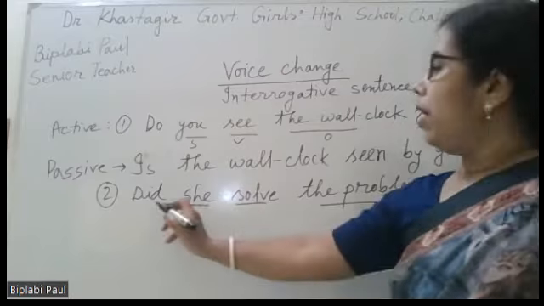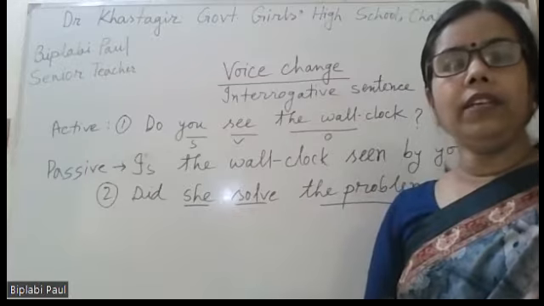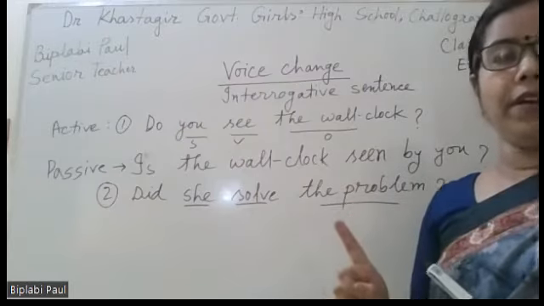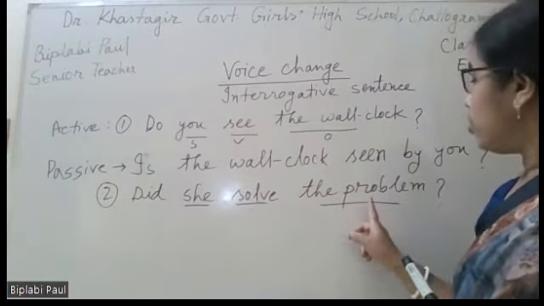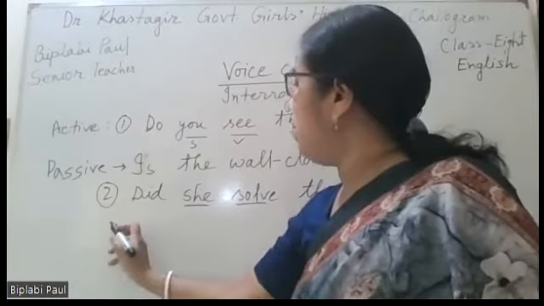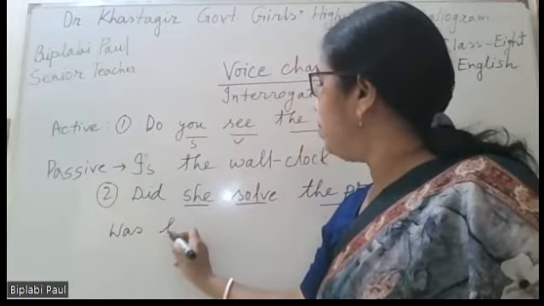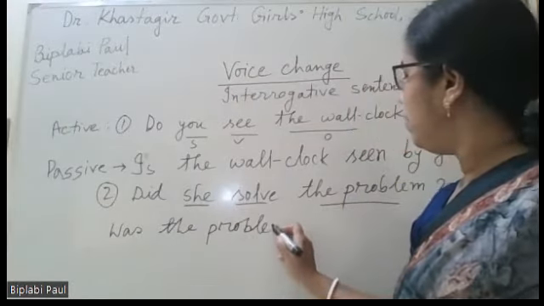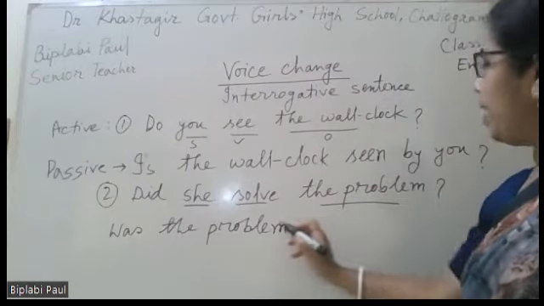Look, at the beginning of the sentence, did auxiliary verb is used. If it is did, you have to write down according to the subject, was or were. Here, the object is in singular form. So you have to write was. In front of it, you have to write was. It is active and we are making it passive. The passive will be was the problem solved by her? You know, object will be subject.